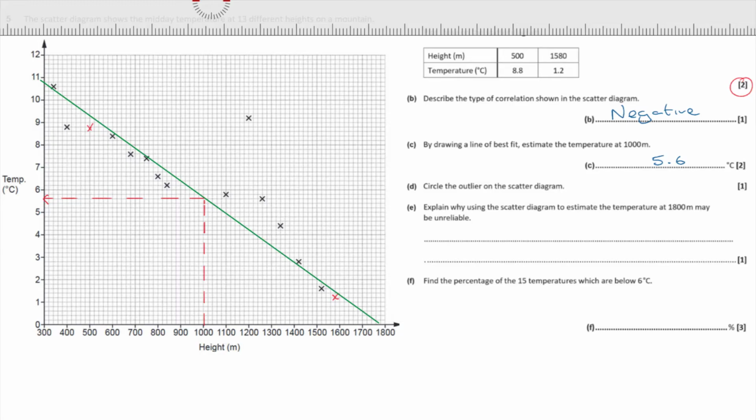Pretty chilly. Right, circle the outlier on the scatter diagram. Your outlier is the point that doesn't match all the other points. It's a bit of a Billy No-Mates. It's this one up here, isn't it? Okay, that's my outlier.